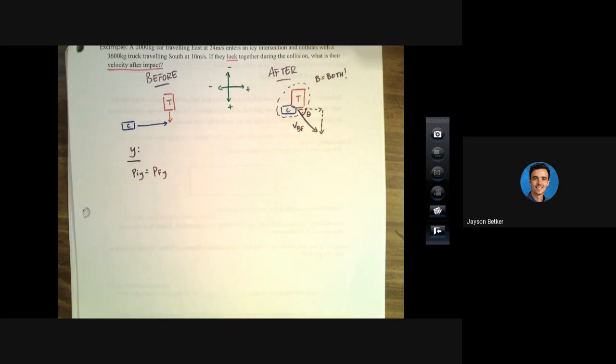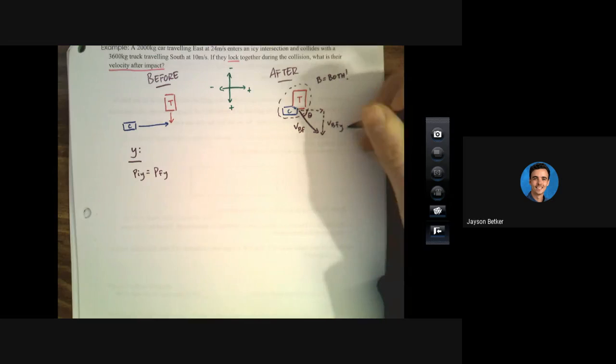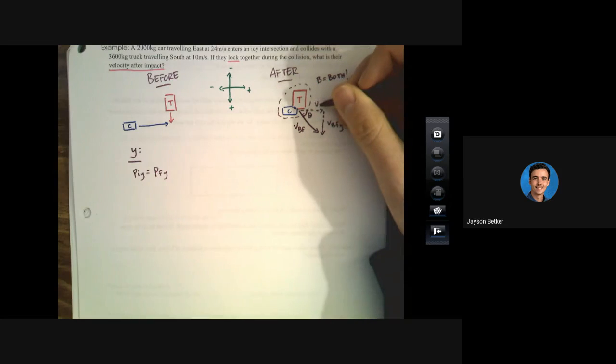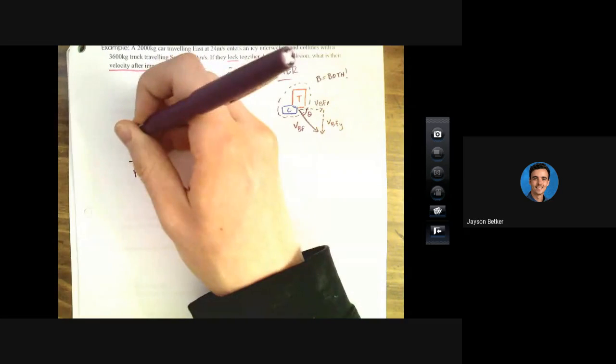What that means then is that I've got the momentum of my car in the y direction initially, and I've got the momentum of my truck in the y direction initially is equal to the momentum of the two of them after in the y direction. So this right here we're going to call VBFY, and this right here is VBFX.